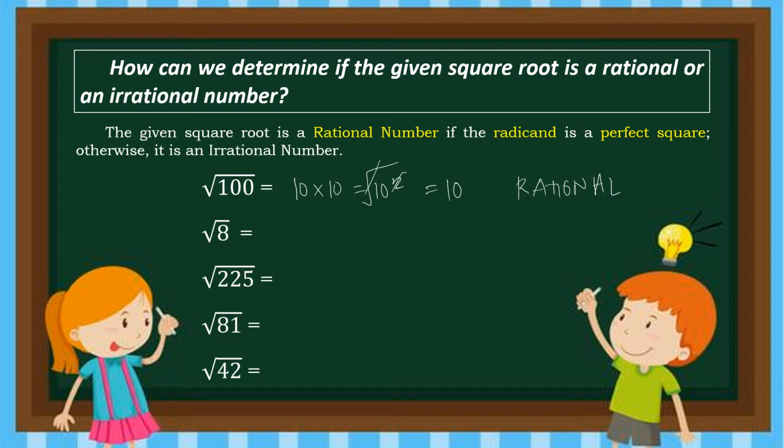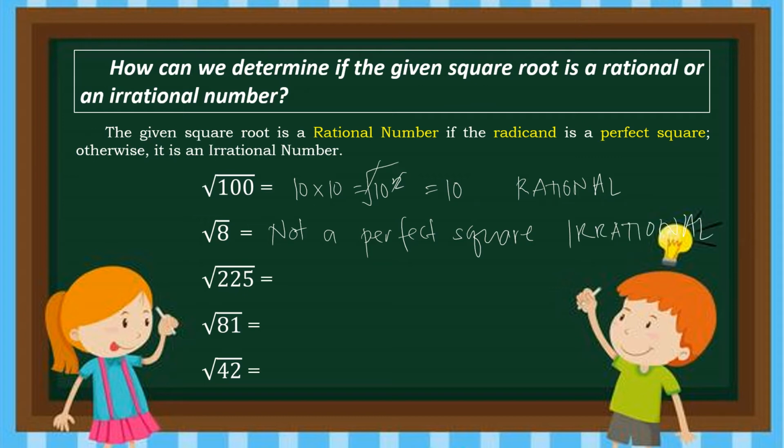Is 8 a perfect square? Diba, alam natin yung mga perfect square, yung product ng number na minultiply sa sarili niya. 1 times 1 is 1, 2 times 2 is 4, 3 times 3 is 9. So, wala tayong nakitang 8 doon. Therefore, hindi siya perfect square number. So, lalagay natin, not a perfect square. Therefore, kung hindi siya perfect square, siya ay considered as, very good, irrational.